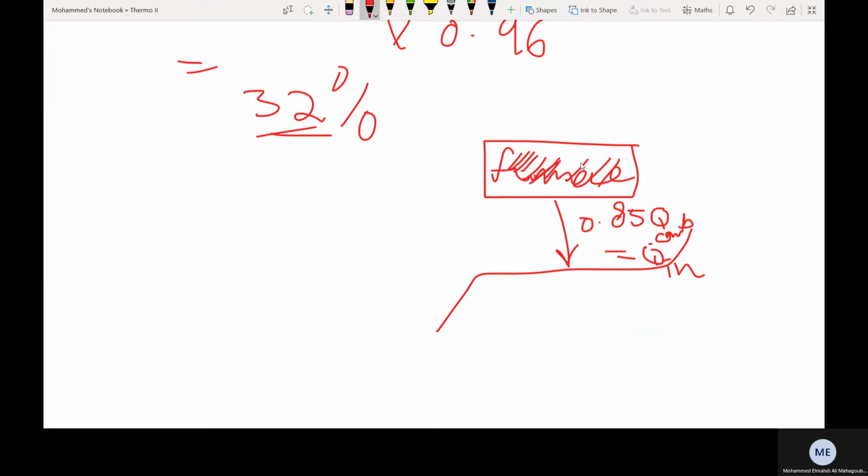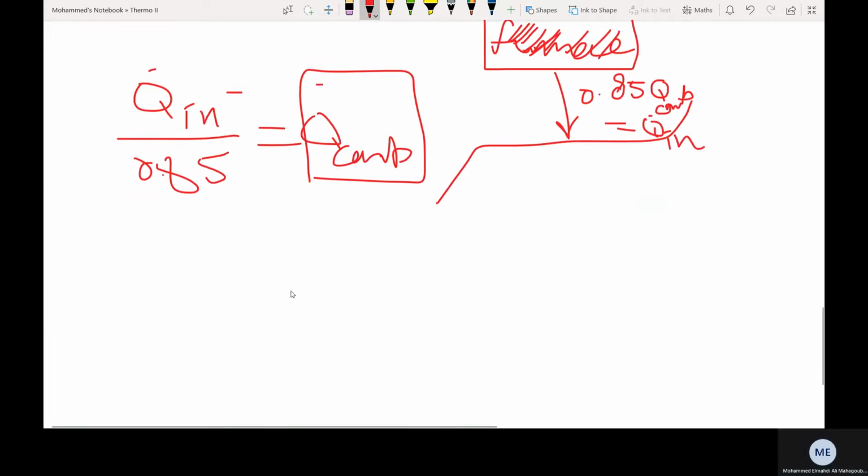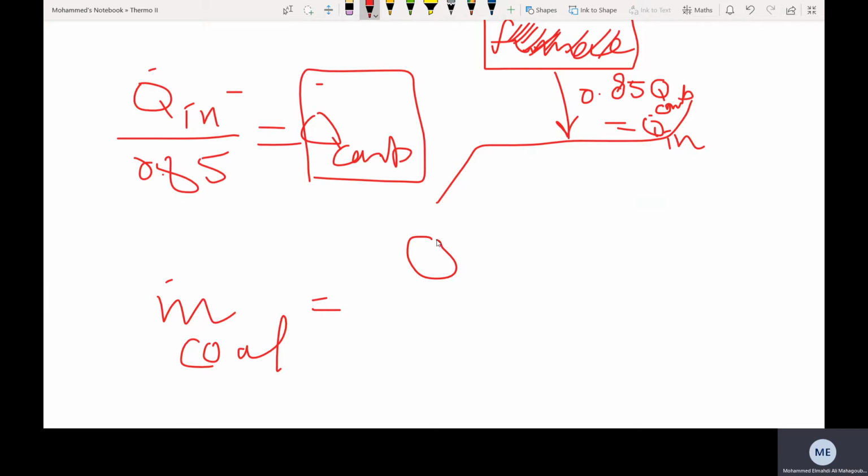Yeah, so I know what Q into the cycle is. So what I can do is divide it by 0.85 to get Q combustion. And after I get Q combustion, then my m dot of coal will be equal to Q combustion over what? Over the heating value.